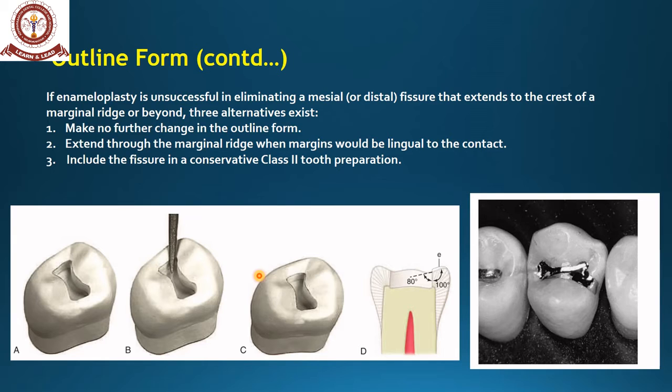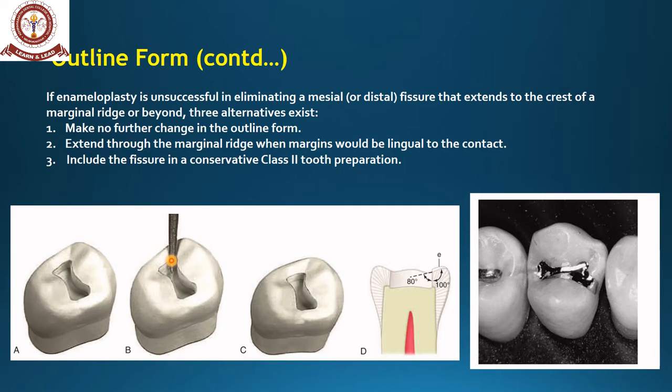If enameloplasty is unsuccessful in eliminating a mesial or distal fissure that extends to the crest of a marginal ridge, then we have three alternatives. We have three solutions. The first one is that we should not make any further change in the outline form. The prepared outline form is more than enough. No need to prepare additionally for that.